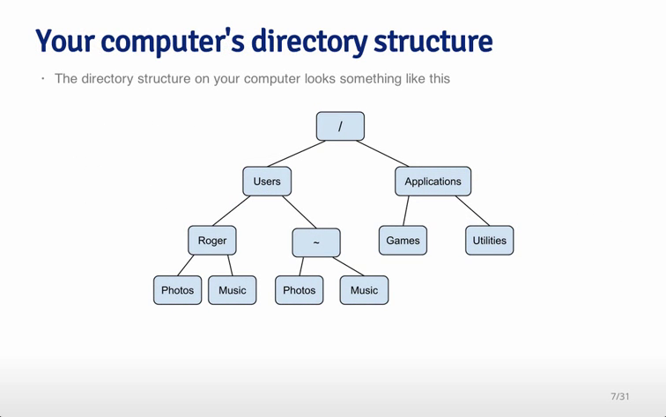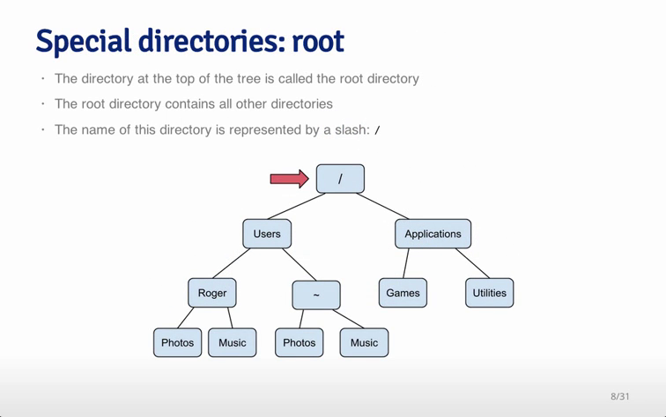So the directory structure on your computer looks something like this. You have a sort of tree structure where each directory has subdirectories. A couple of special cases need to be considered. First is the root directory. This is the root directory up here at the top of the tree, and it's indicated at the top because it contains all of the other directories. The shorthand for the root directory is the slash. So slash indicates the root directory.